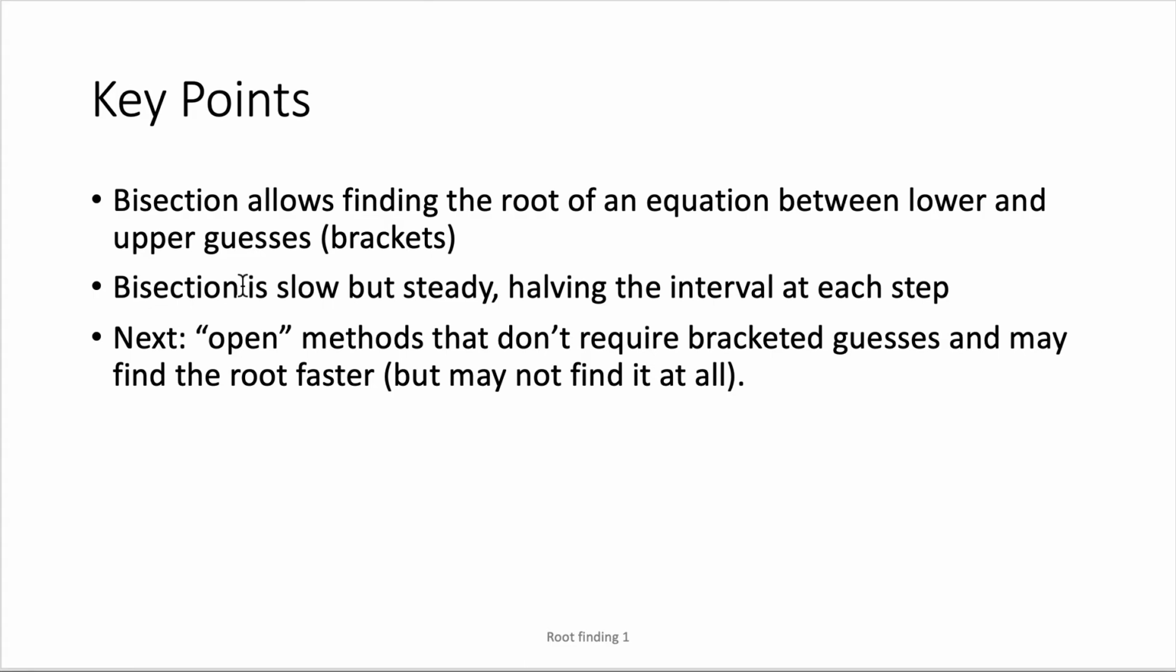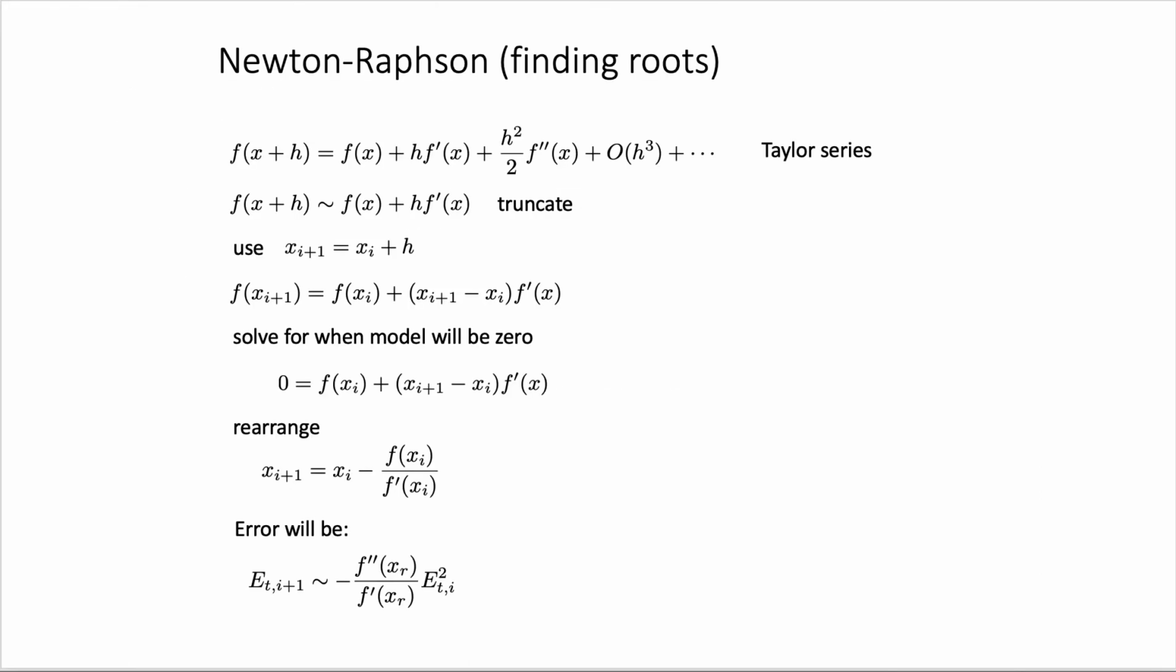The bisection, as you see, if you start with the correct bracketing, it will converge, but it converges rather slowly. So next we're going to look at so-called open methods that can converge a lot faster, but they don't really have much of a guarantee that they will converge. It depends on where you start. So let's take a look.